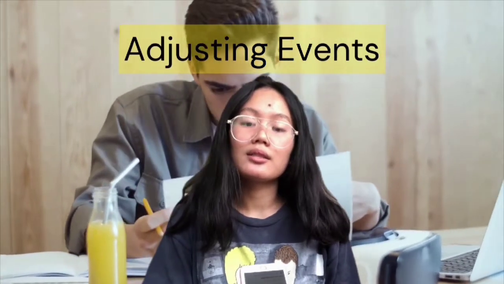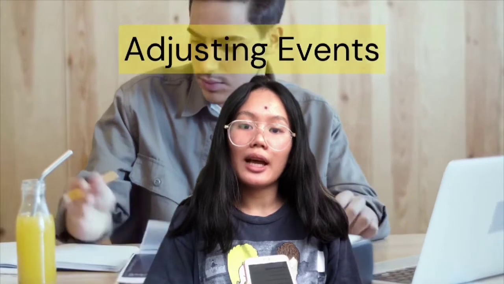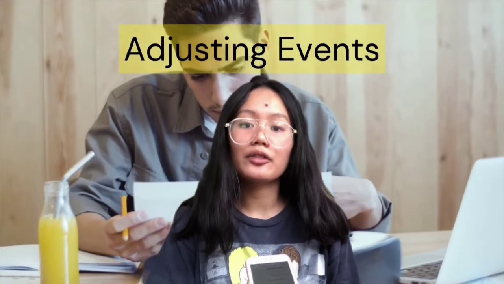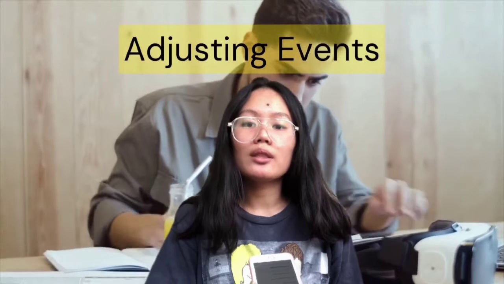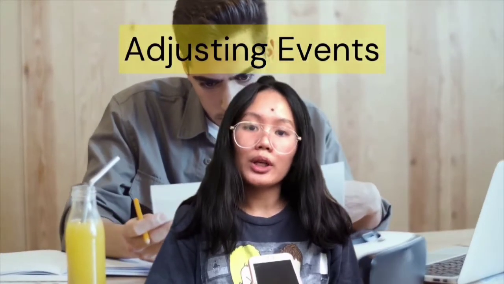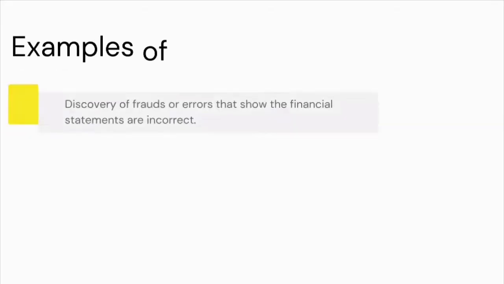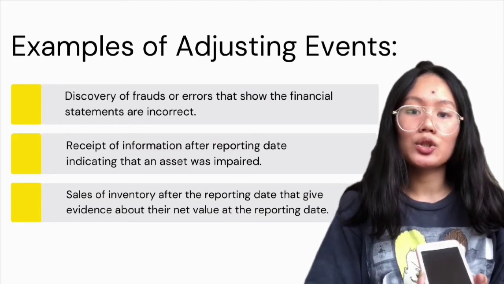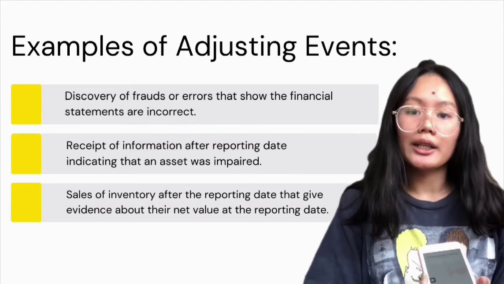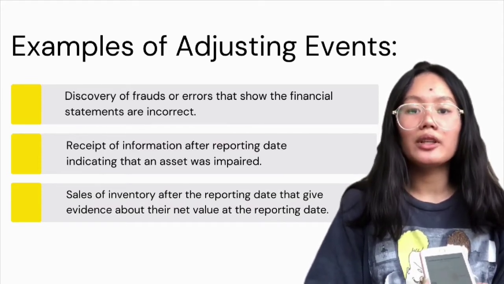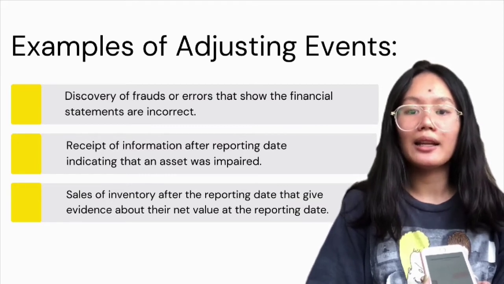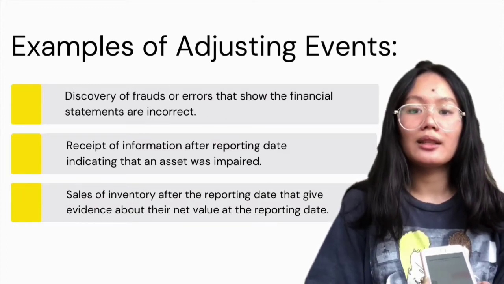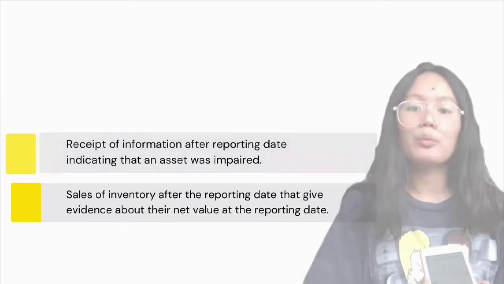What are adjusting events? An adjusting event is an event that occurs after the reporting period that adds to the evidence of circumstances that existed at the reporting period, such as one that shows the going concern assumption for all or a portion of the business is inappropriate. Examples of adjusting events: discovery of frauds or errors that show the financial statements are incorrect. Receipt of information after the reporting date indicating that an asset was impaired. Sales of inventory after the reporting date that give evidence about their net value at the reporting date.